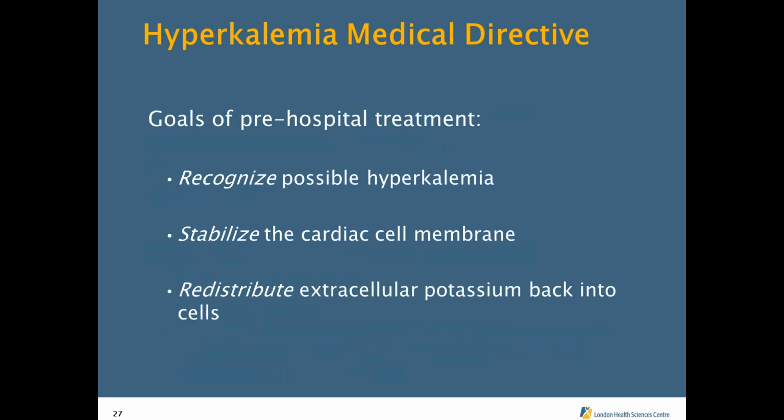Now, we discussed the goals of in-hospital treatment earlier, and Nat had alluded to the fact that we're not really going to be able to remove the potassium from the patient's body. But the things we will do in the field is recognize the hyperkalemia, or the possibility the patient is suffering hyperkalemia. We will have the ability to stabilize that cardiac cell membrane, and we will also have the ability to redistribute the extracellular potassium back into the cells. So basically, we're going to recognize it, stabilize the cell, and put it back in the cells, and hopefully get the patient to the emergency room quickly with a reasonable differential diagnosis and make a difference for the patient.